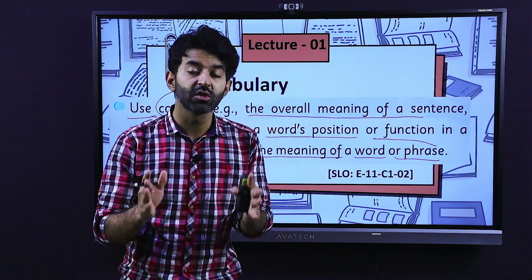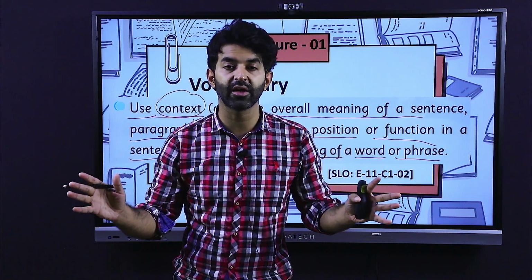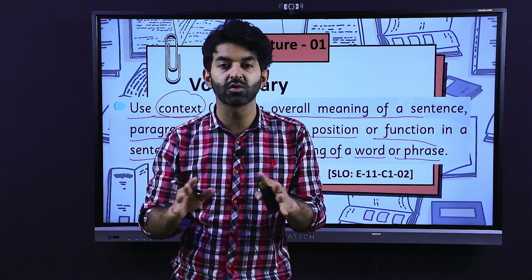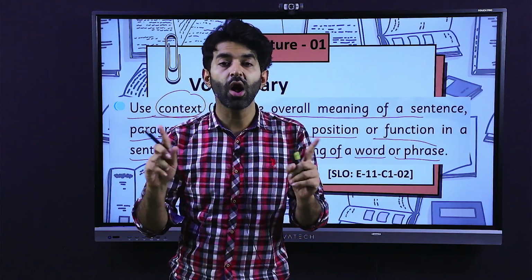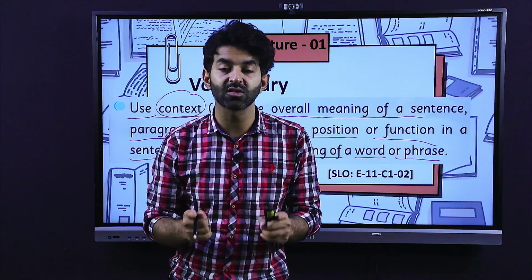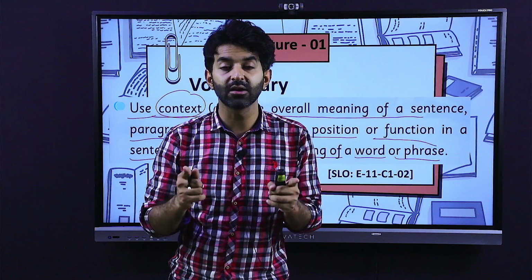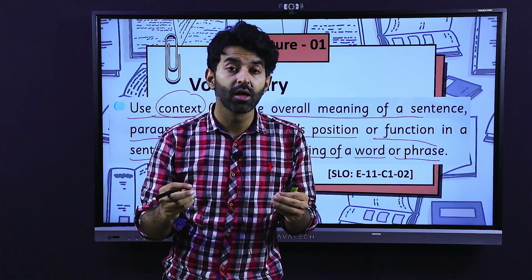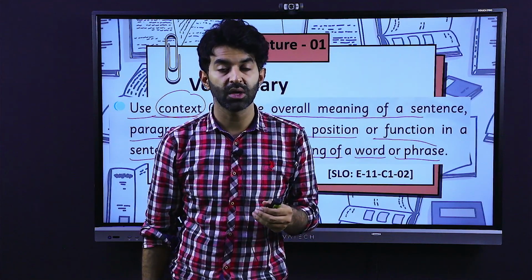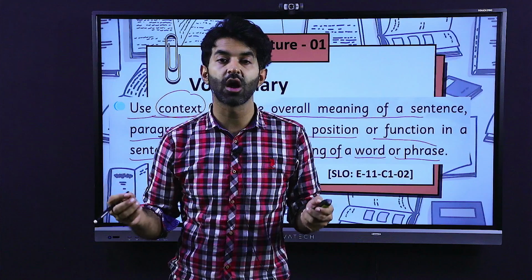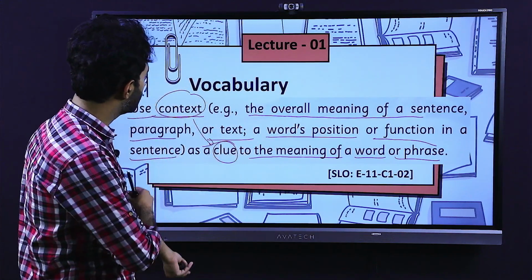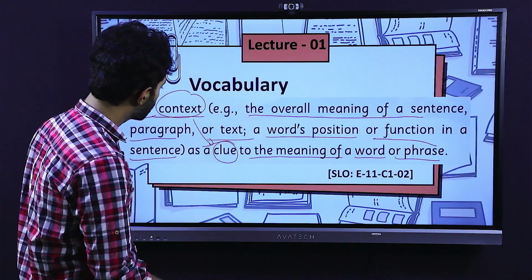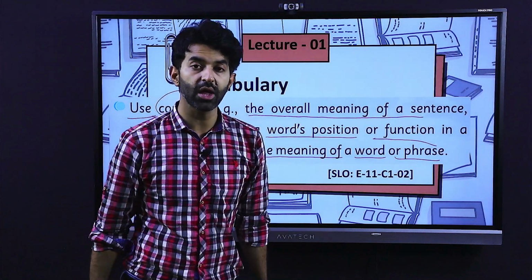You have to use the context, the surrounding of the text, different sentences, paragraphs, the whole scenario. When you see and read them, this is what we call the whole context. And we can use the context as a clue, as a hint, as help for finding out about any word or any phrase which we are not familiar with. So there are different kinds of context clues. We are going to see them. The SLO is very much clear. We will use context as a clue to find the meaning of a word or a phrase.